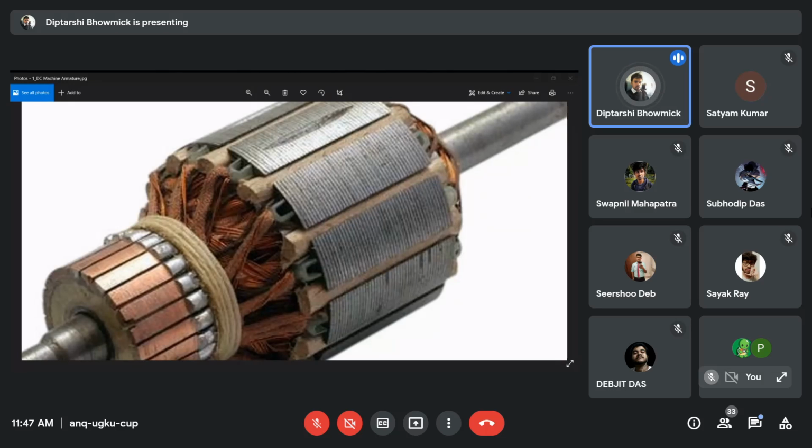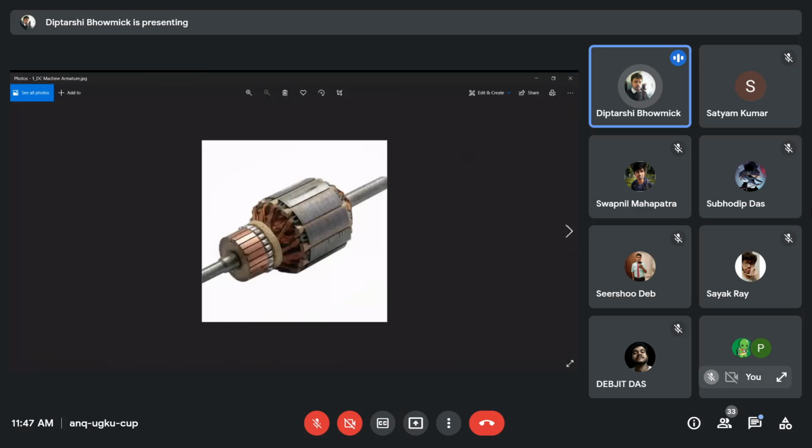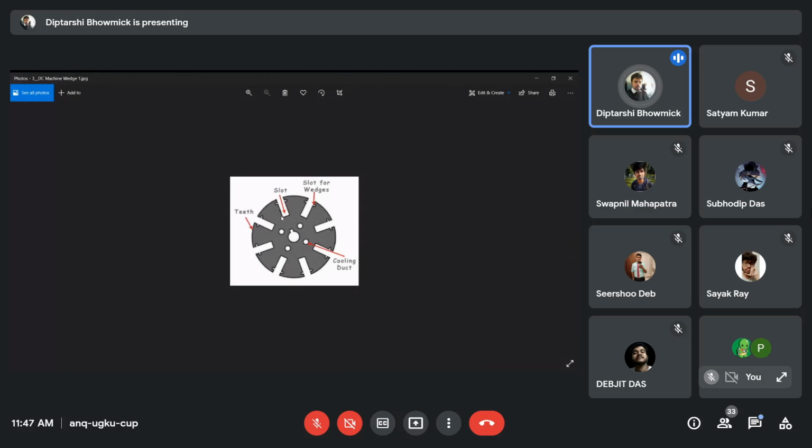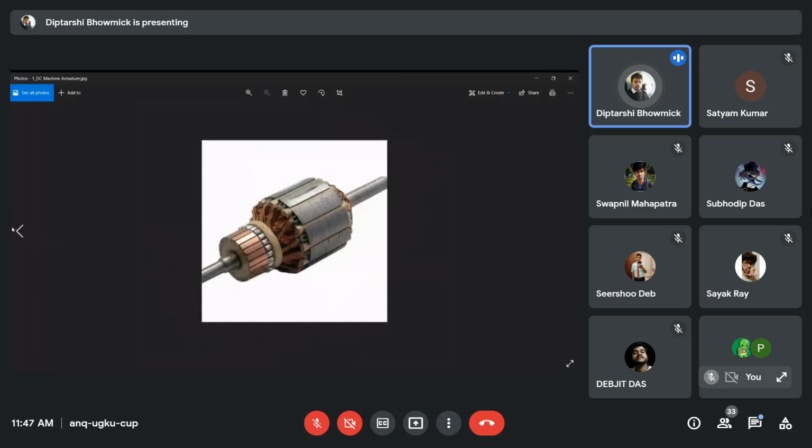Well, the next question is to draw sketches of armature lamination. So you have to draw that. You can take the idea from this picture, or this picture. You can draw it your own way, or you can take help from the internet and books. It doesn't matter, but you have to draw it by yourself.